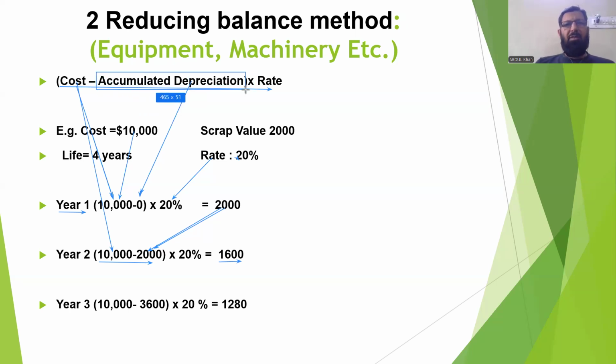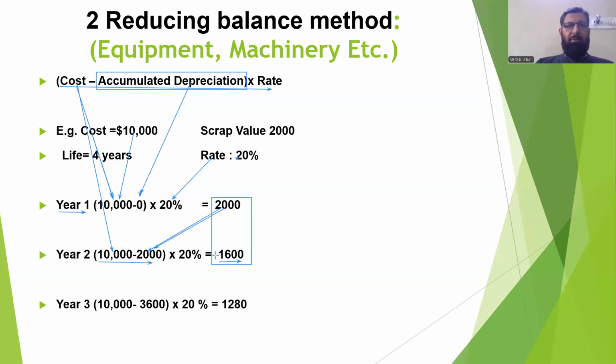Accumulated depreciation means up to date depreciation, or total depreciation calculated so far, or the previous complete depreciation we have calculated before this year 3. So that is not 2,000, that is not 1,600. That is actually what you have to do: you have to add this 2000 and 1600.